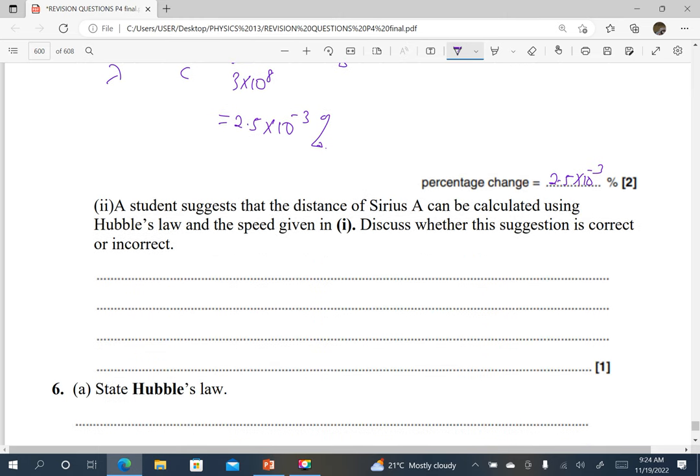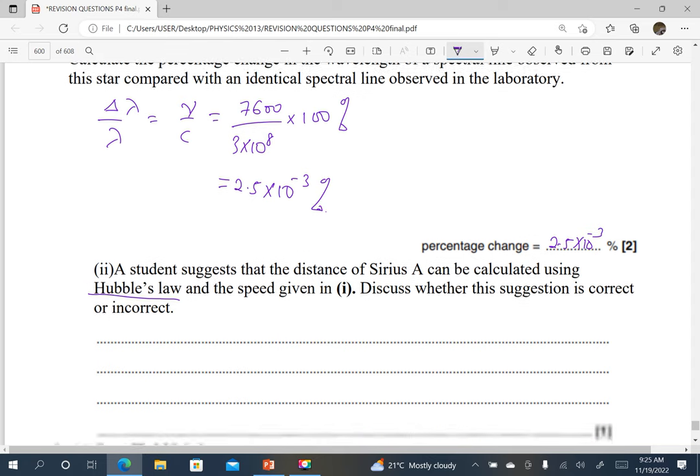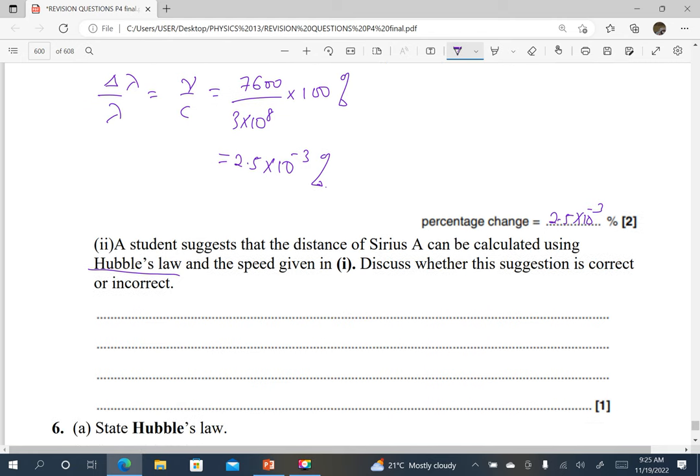A student suggests that the distance of Sirius A can be calculated using Hubble's law and the speed given. Discuss whether this suggestion is correct. So Hubble's law states that the recessional speed of galaxies moving away from the Earth is proportional to their distance from the Earth. So Hubble's law applies to distant galaxies. Hubble's law cannot be used for objects in our own galaxy. So I think the student's suggestion is not correct. It is incorrect.